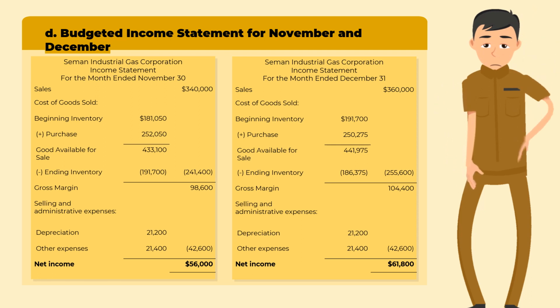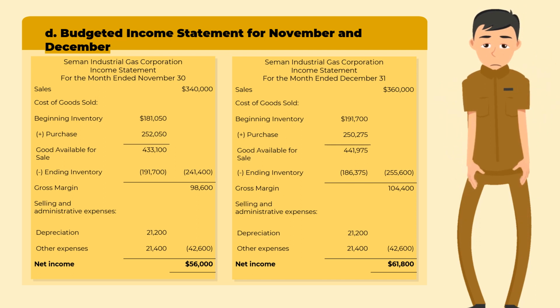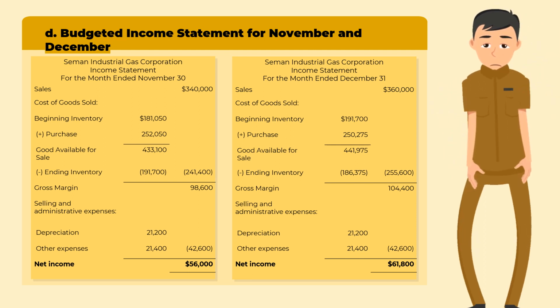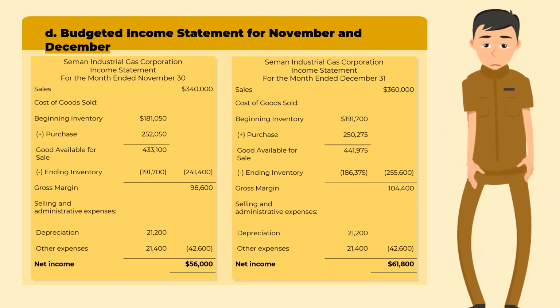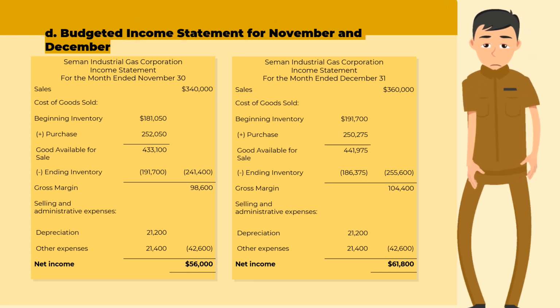And then we get the gross margin by subtracting cost of goods sold from sales. So we get $104,400. And then we minus the selling and administrative expenses, for monthly depreciation and monthly expenses, that total $42,600. So we get the net income for December, which is $61,800.